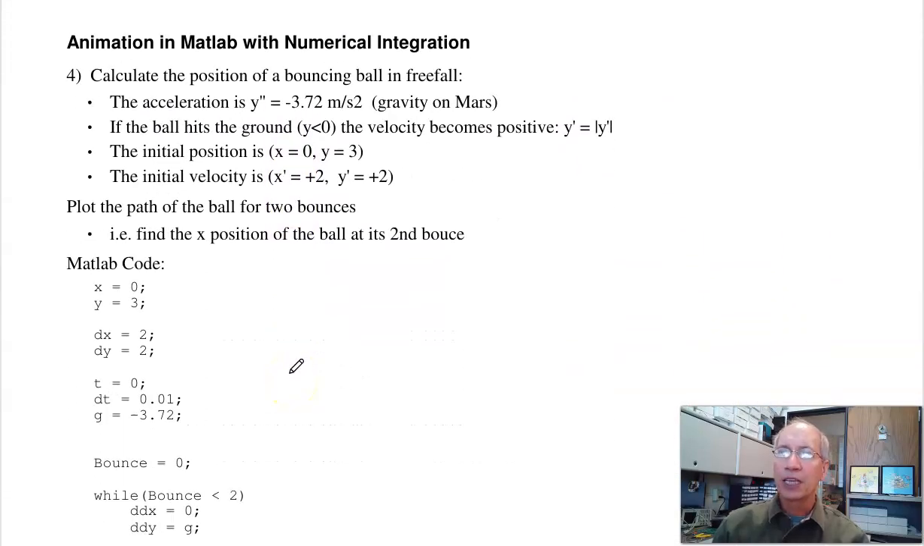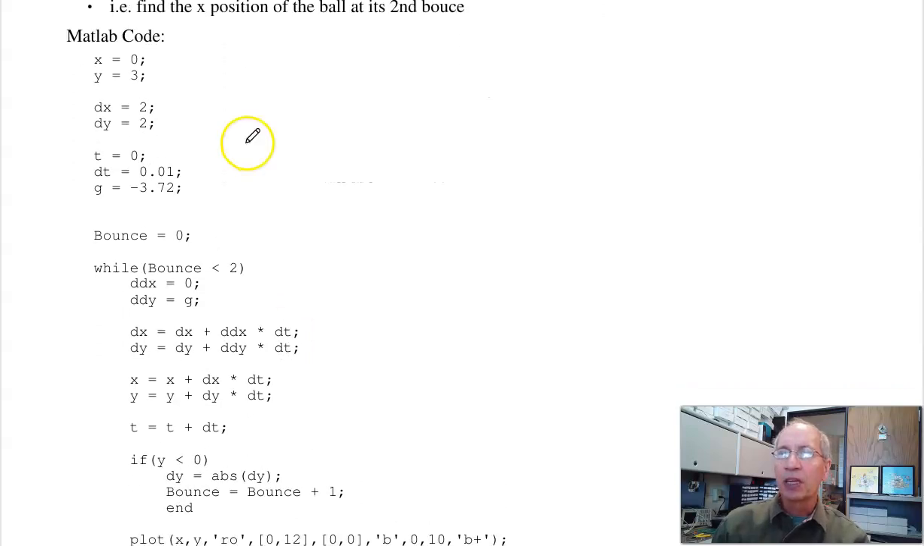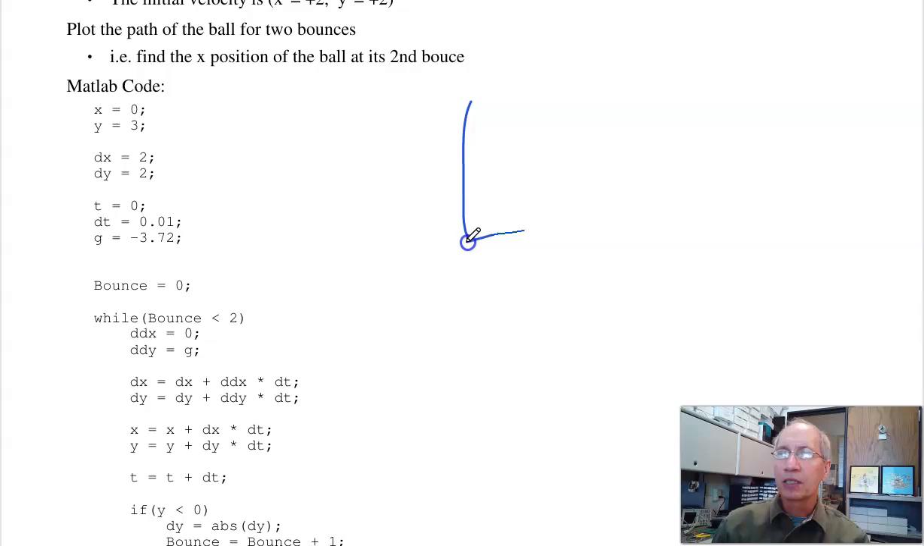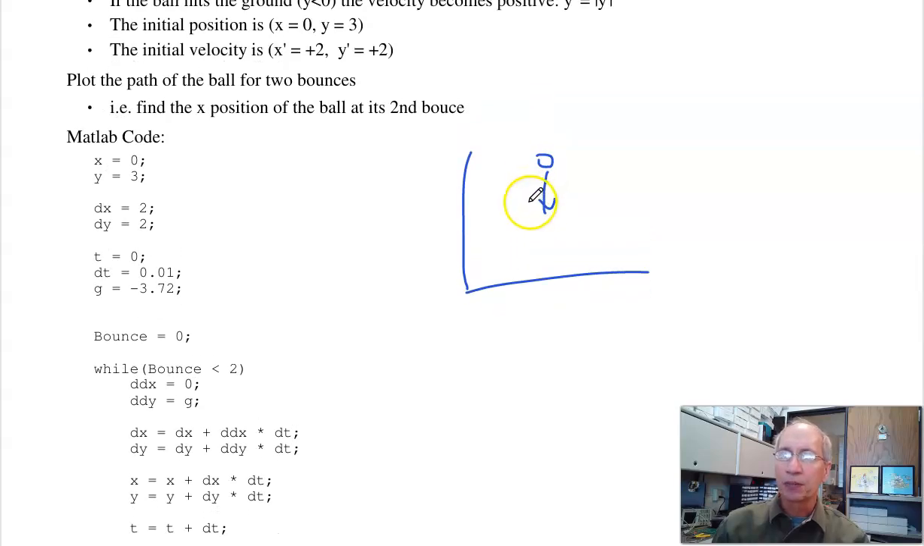Problem 4 looks at animation. Matlab is not designed for animation, but actually does a really good job at it. So this says, let's simulate a bouncing ball. I've got the acceleration due to gravity. So here's a ball. The acceleration due to gravity is 3.72 meters per second squared. That'd be the acceleration on Mars.